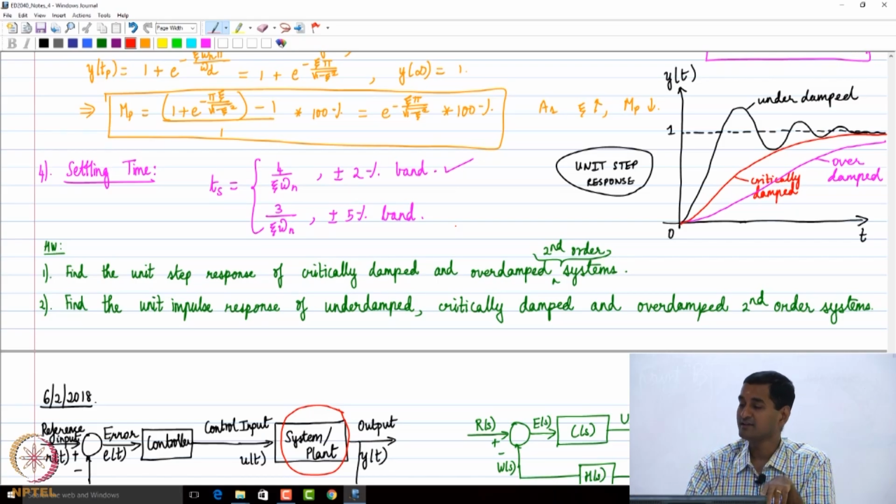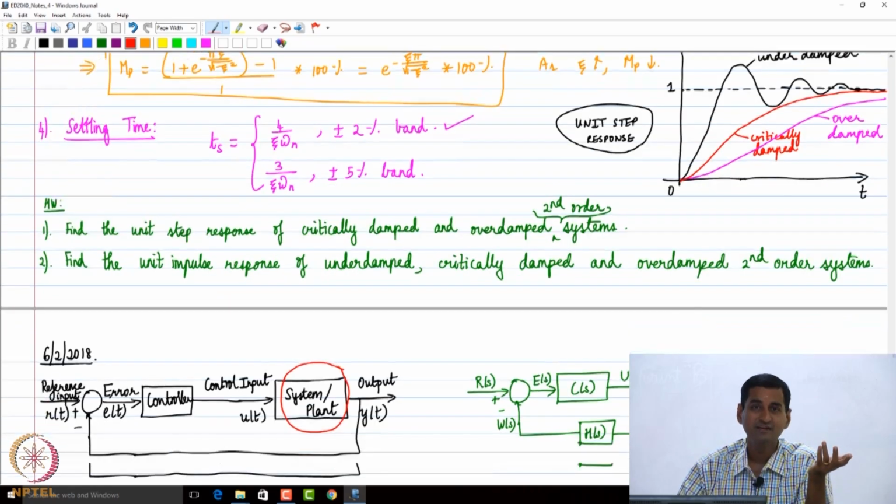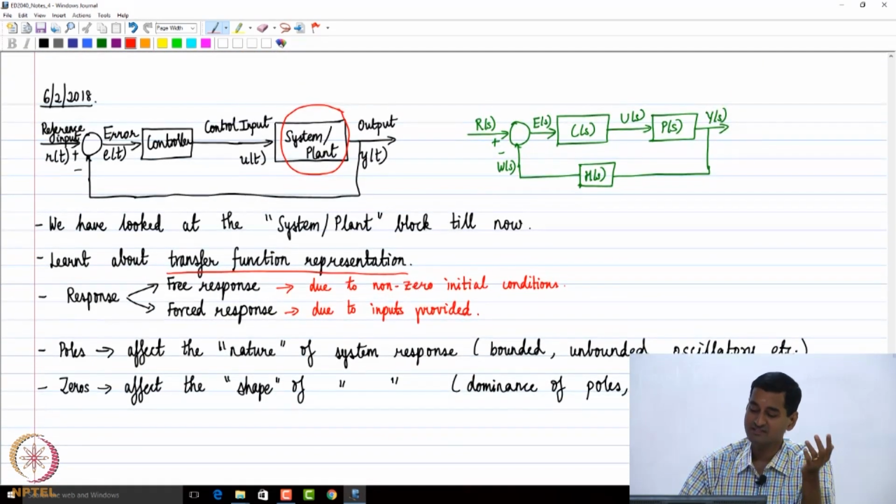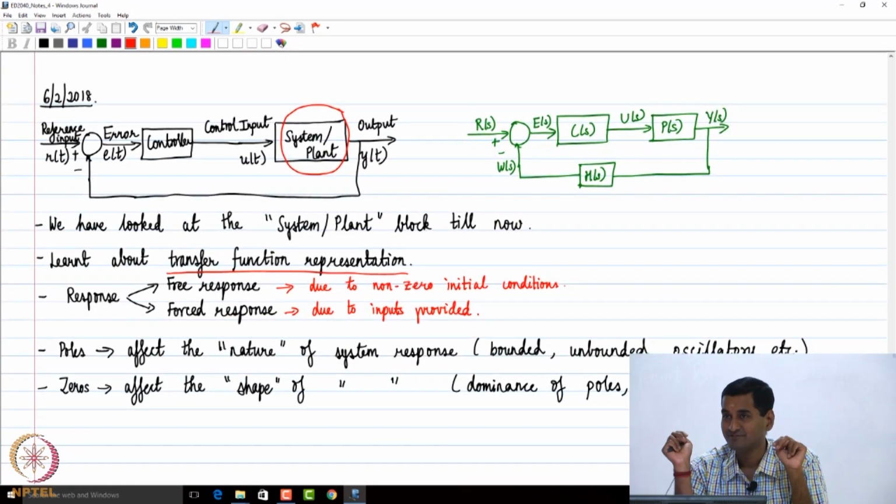If we looked at it, for an underdamped system, we are going to have an oscillatory response, right? Why? Because we had complex conjugate poles. But for overdamped and critically damped systems, we had real poles on the negative real axis, right? So we see that there are no oscillations. So in a certain sense, poles essentially affect the nature, within quotes, of how the system responds to an input.